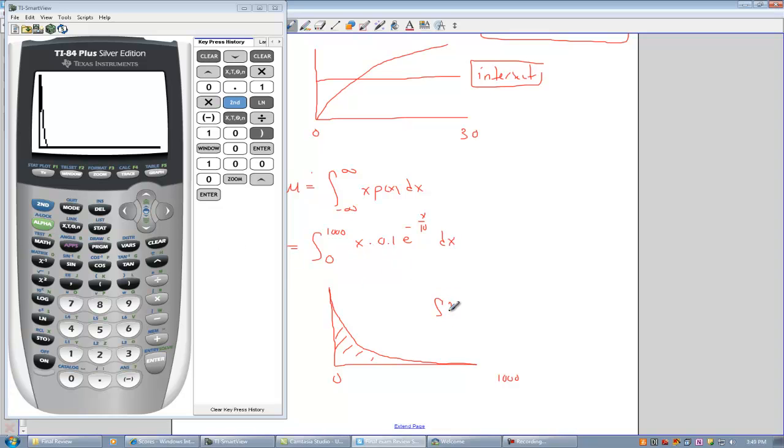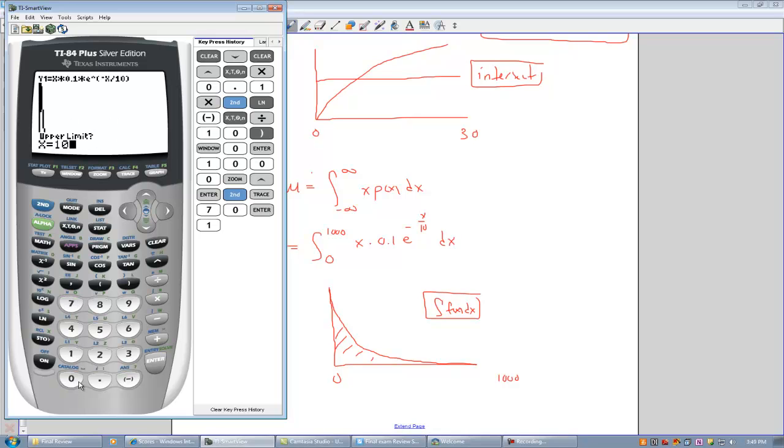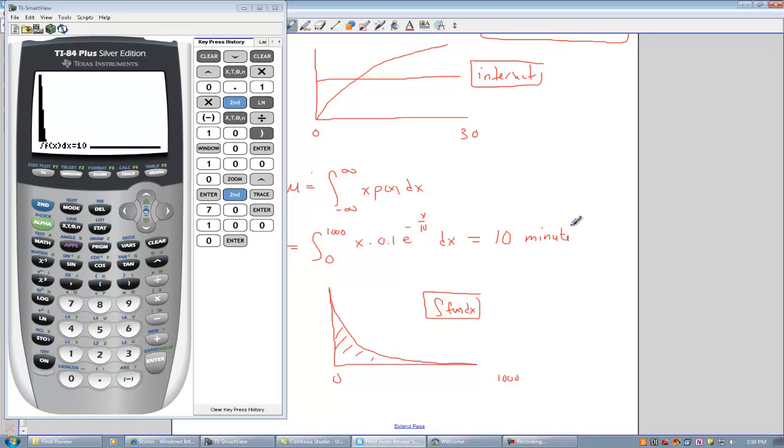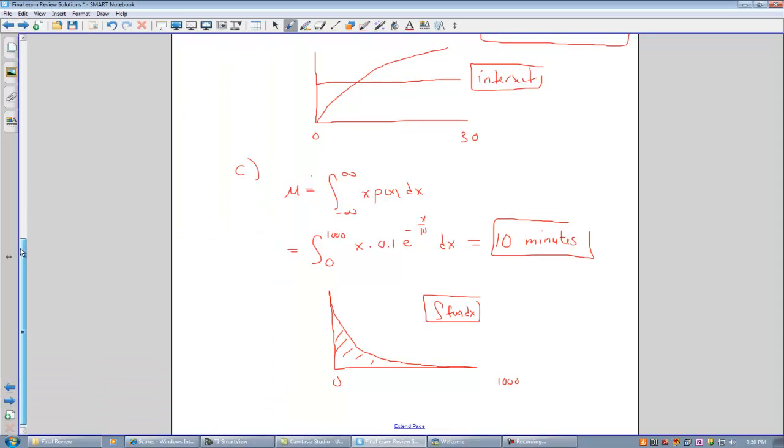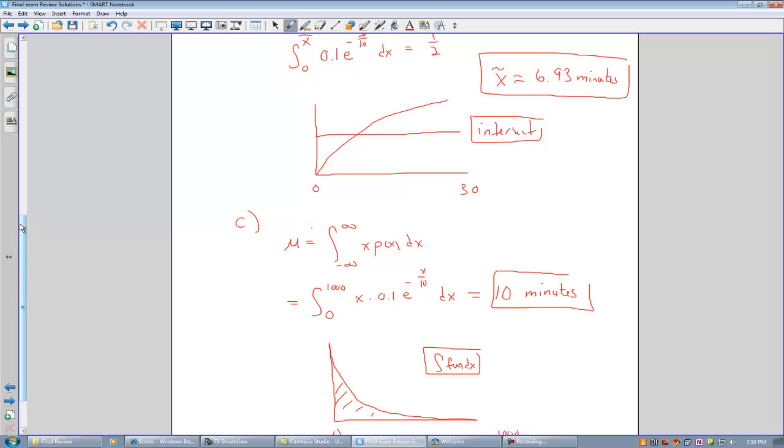So now I'm going to use the integral of f of x dx button. Second trace, go down to number 7. Lower limit was 0. Upper limit we went to 1,000. Hit enter. It's going to crunch it, and tell us that this is actually equal to 10. So this is 10 minutes. So the average wait time, the mean wait time, is 10 minutes, whereas the median is slightly less. Remember the median, which is up here, was 6.93 minutes.